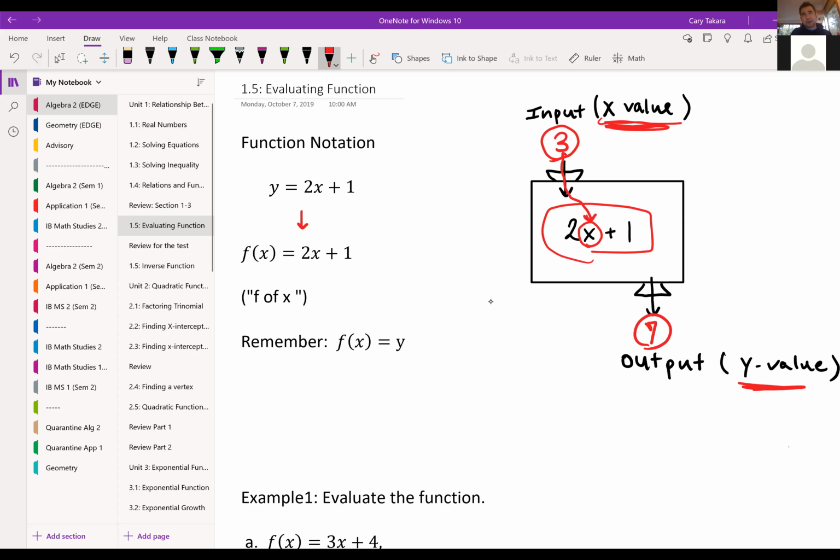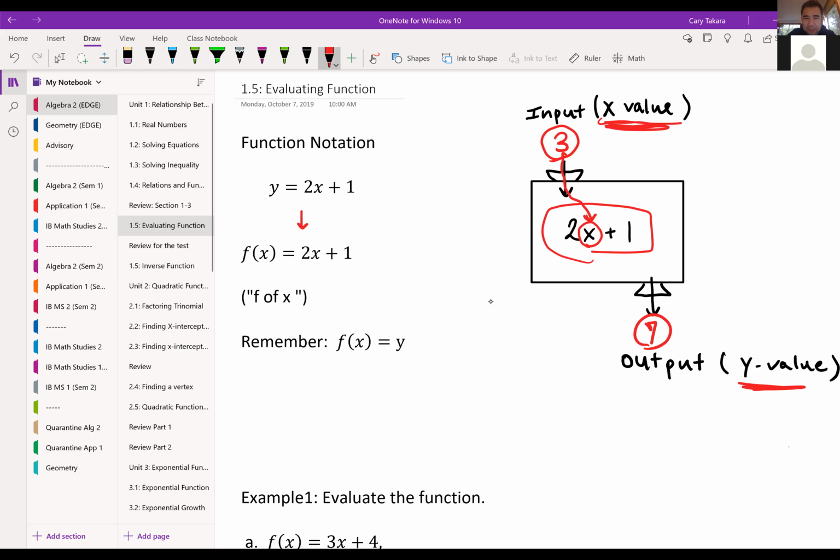Again, when we were talking about functions, there are always two variables, x and y, the x value and the y value. For each x value, you get a y value. And to indicate all of that, you can write this.